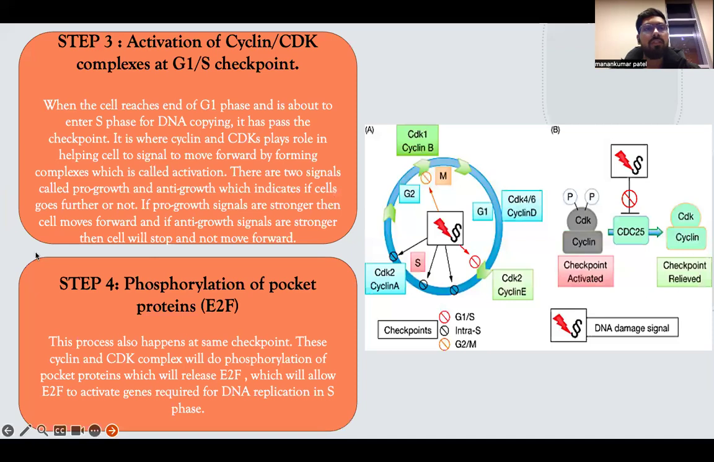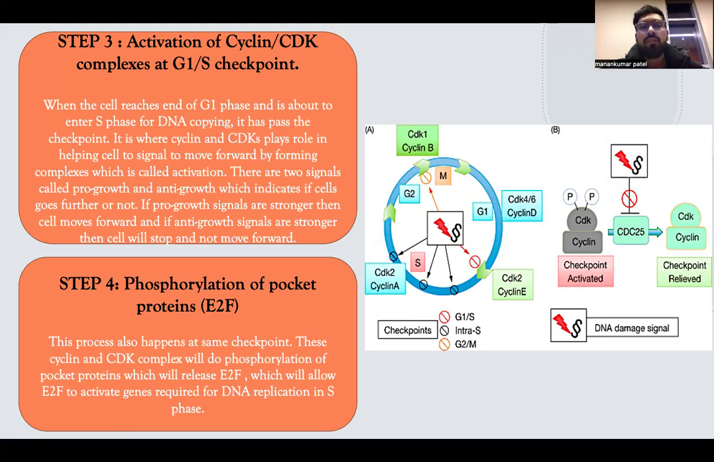Let's see what step 3 is. Step 3 is the activation of these proteins produced by the cell, which are cyclin and CDK complexes, at the G1 and S checkpoint, which is the first checkpoint that the cell has to pass. When the cell reaches the end of G1 phase and is about to enter S phase for DNA replication, it has to pass the checkpoint. It is where cyclin and CDK proteins help the cell to signal to move forward by forming cyclin CDK complexes, which is called activation.